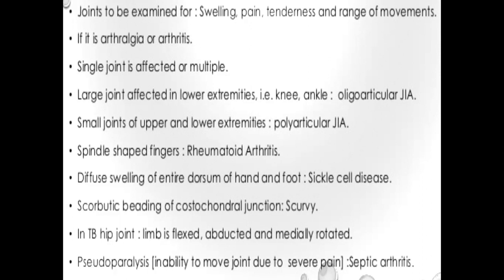Spindle-shaped fingers occur in rheumatic arthritis, and diffuse swelling of the entire dorsum of the hands and feet occurs in sickle cell disease. Scorbutic bleeding of the costochondral junction occurs in scurvy and in TB hip. The limb is flexed, abducted, and medially rotated. Pseudoparalysis, inability to move the joints due to severe pain, occurs in septic arthritis.